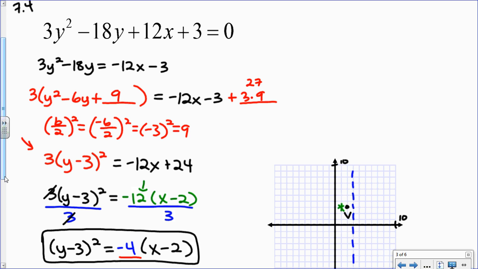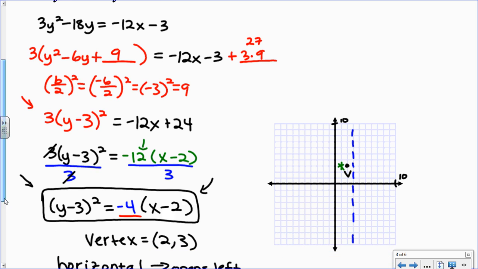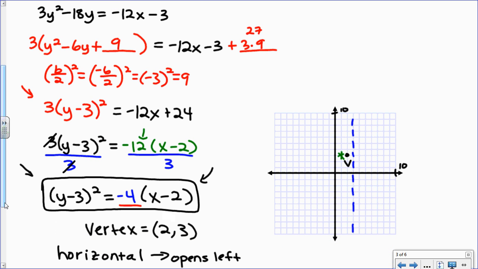Okay, so here is focus-directrix form. It's not at 0, 0, and that's why we have parentheses there. You see parentheses, so you know your vertex is not at 0, 0. It is (h, k). So your vertex is the opposite, your x-coordinate is the opposite of what's with x, so positive 2. And the y-coordinate is the opposite of what's with y, so 3. So we plotted that here, the vertex.